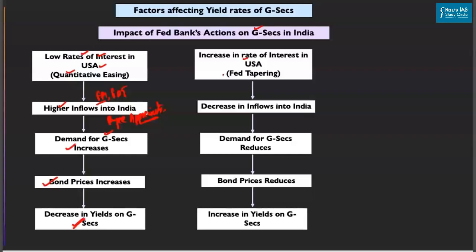As far as Fed tapering is concerned, if the US Fed starts increasing the policy rates, or if it gives just a mere hint that it may decide to increase the policy rates in future, automatically fewer investors from the US would be interested in making an investment in the Indian economy. Rather, more of the people who have already invested in the Indian economy would want to sell off their shares, they would want to sell off their bonds and then go back and invest in the US. So in this particular case, the demand for the government securities in the Indian economy would reduce, bond prices would reduce, and hence the yield rates on the government securities would increase.